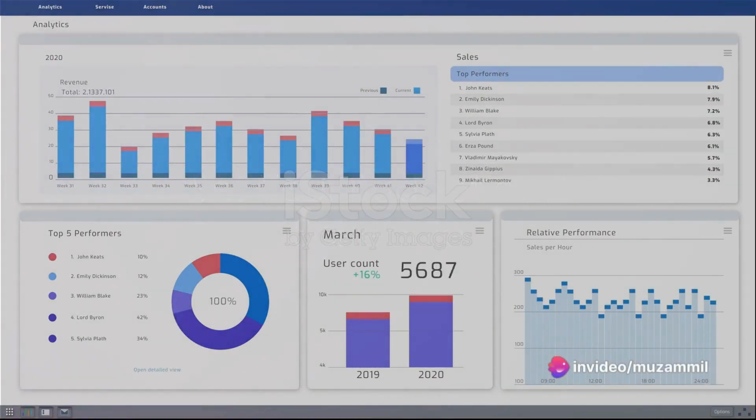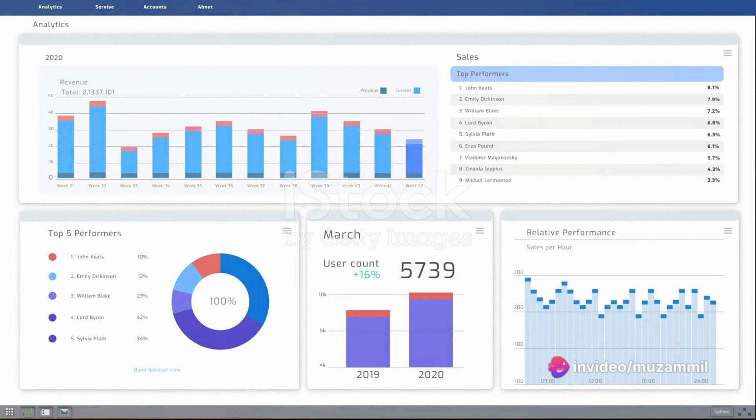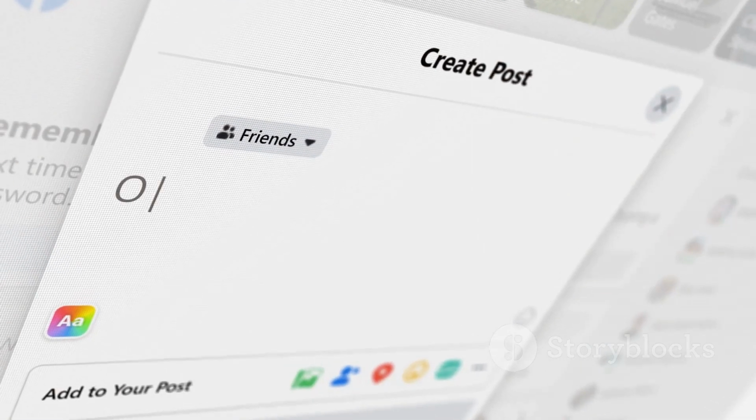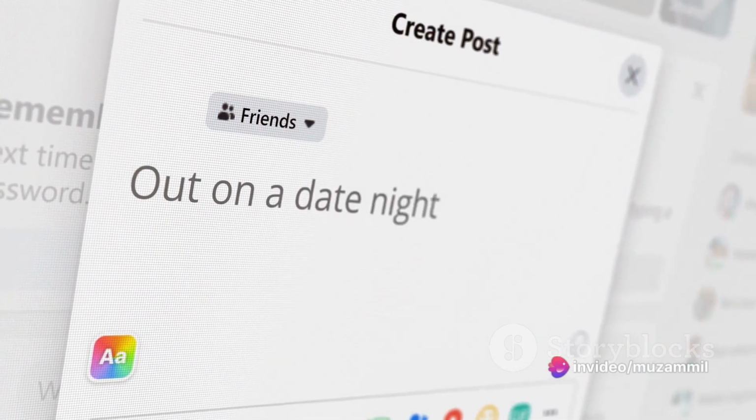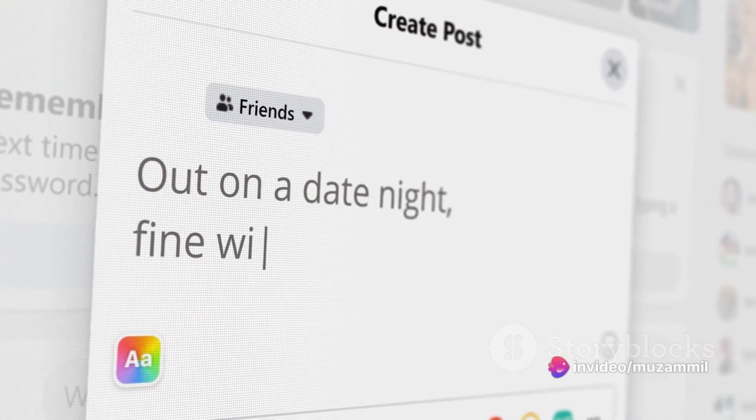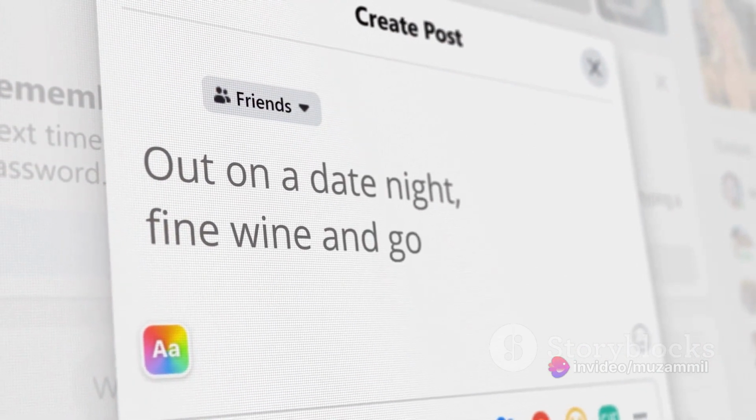This step is crucial as it directly impacts your campaign's reach and effectiveness. Let's start with the budget. Facebook allows you to set a daily budget or a lifetime budget for your campaign. A daily budget is the average amount you're willing to spend each day during your ad campaign, while a lifetime budget is the maximum amount you're willing to spend over the duration of your campaign.